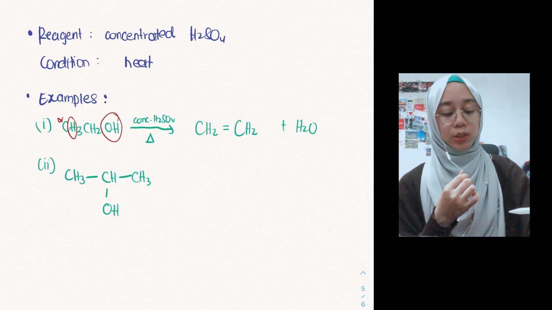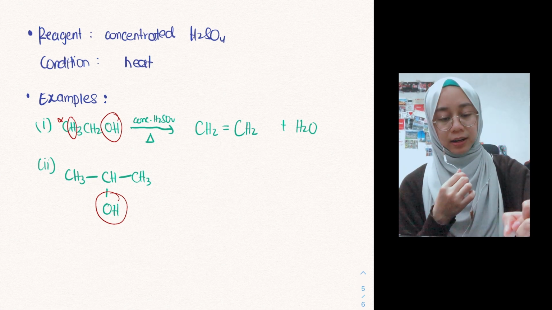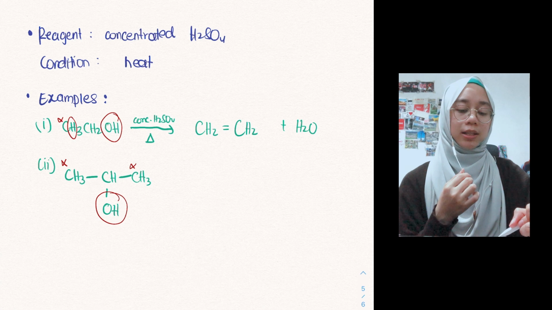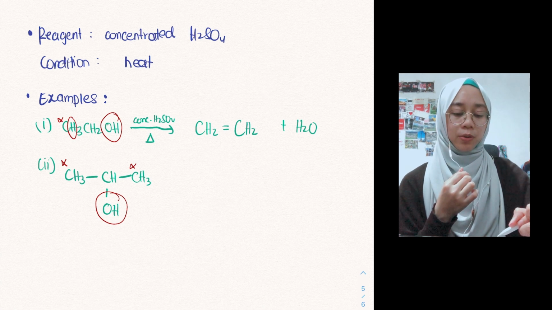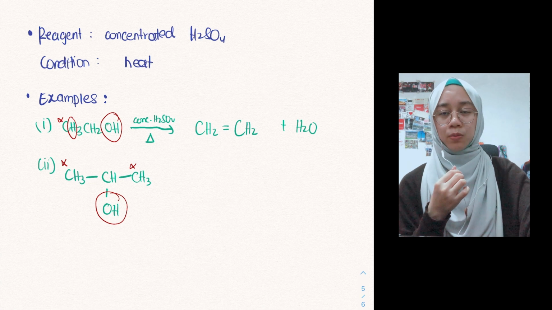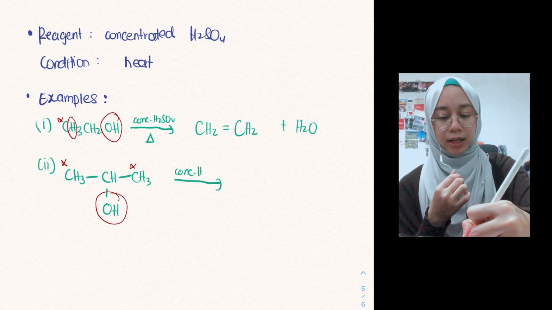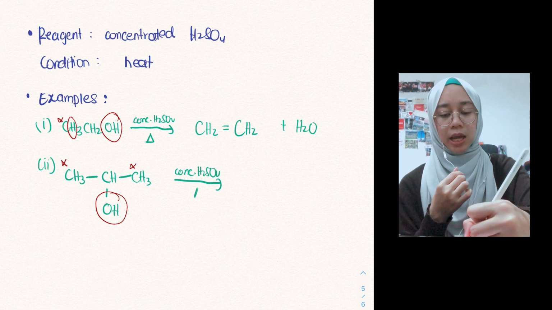Okay, so this one pun kamu akan remove OH. Okay, habis sekarang ni kamu ada dua alpha. Okay, tapi in this case class, ada beza tak dua alpha tersebut? Okay, so kamu kena tengok betul-betul kiri kanan memang CH3. So kamu remove lah daripada kiri kah, kamu nak remove kah daripada kanan kah, it's actually give you the same thing.